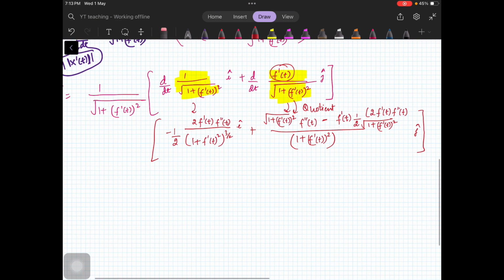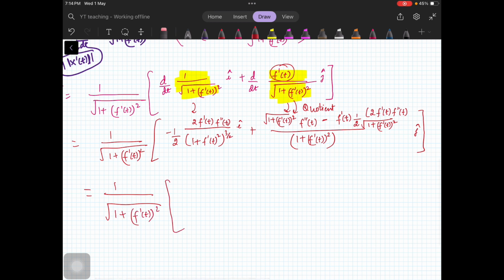So, this is equal to, and in the front we have 1 plus f prime t square. So, this is equal to 1 upon 1 plus f prime t square, and inside here you see 2 and 2 cancels. So, the first thing we have is minus f prime t f double prime t i cap upon 1 plus f prime t square raised to power 3 by 2, and here you try to simplify this expression.